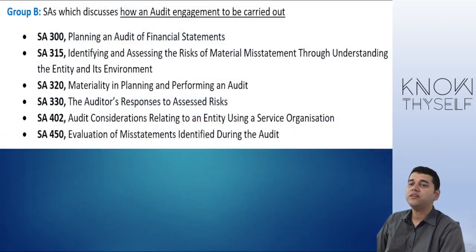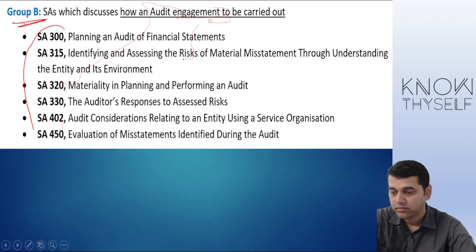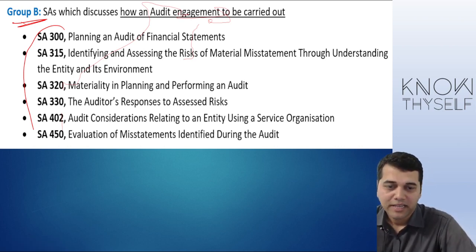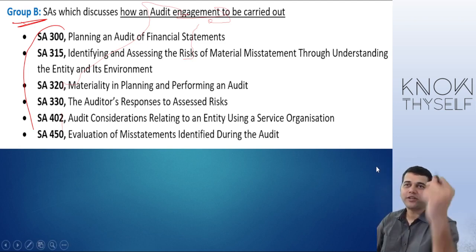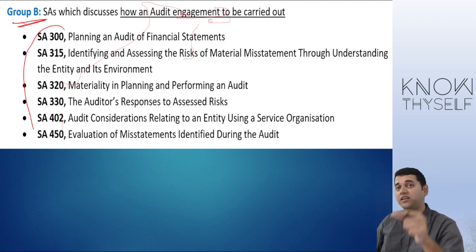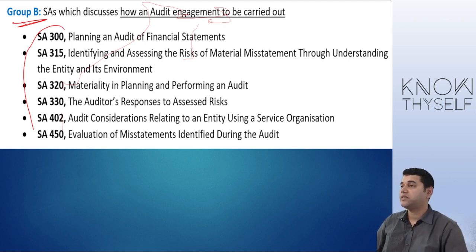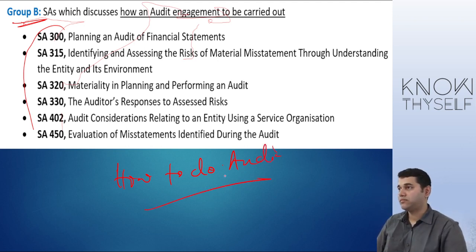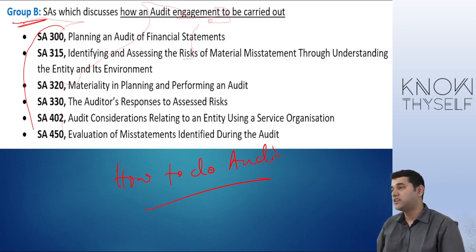Then I'll go to group B, the 300 series and 400 series. These will tell how to do the audit. Just like in FR, at any point of time I'll ask you what the standard is. You should be able to tell me the standard, its objective, its requirements, the reporting requirements, and procedures. Now the 300 series is going to talk about how to do the audit. Here I am going to ask you what you did. Why did you ask for external confirmation?